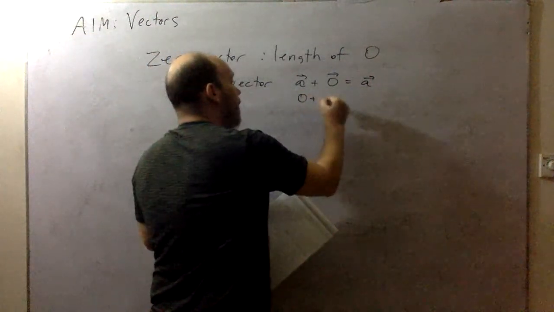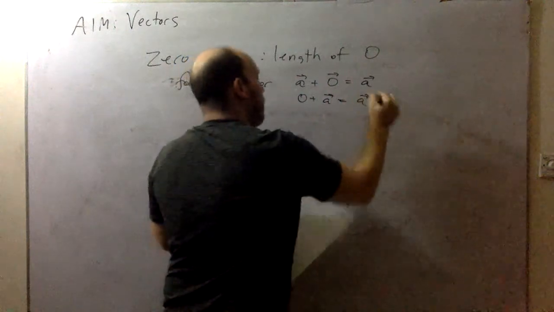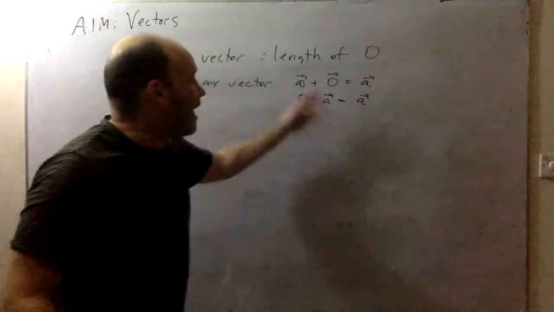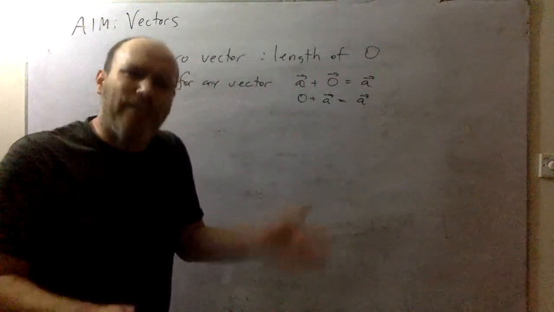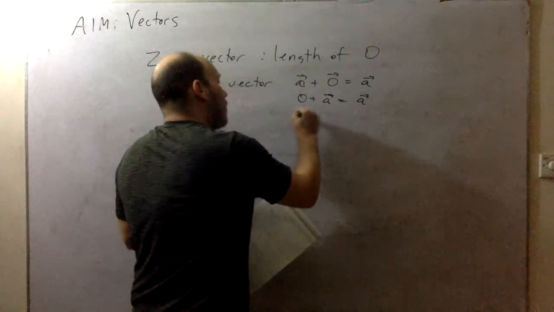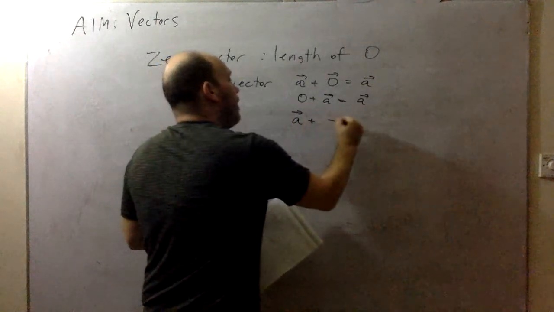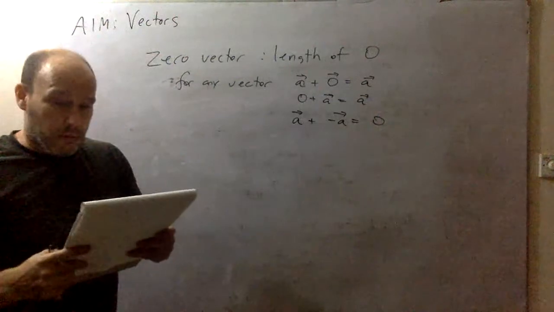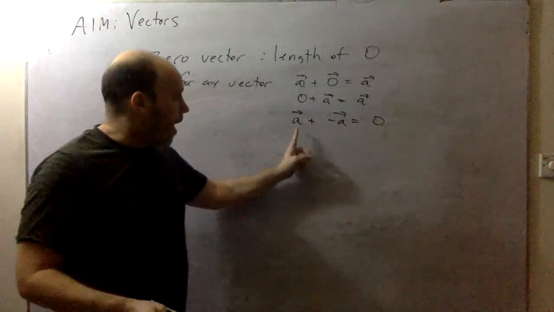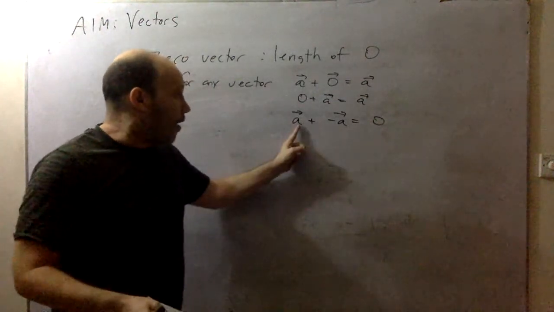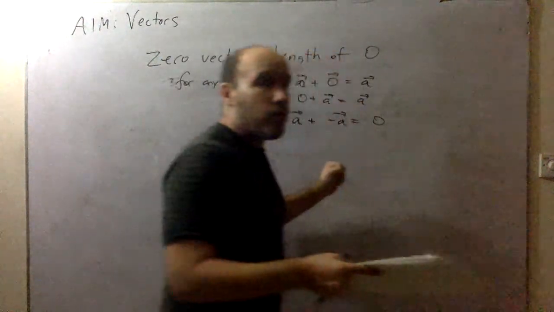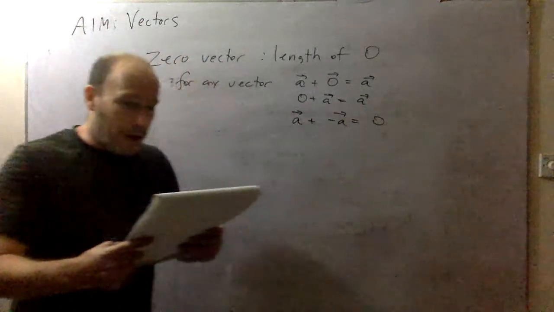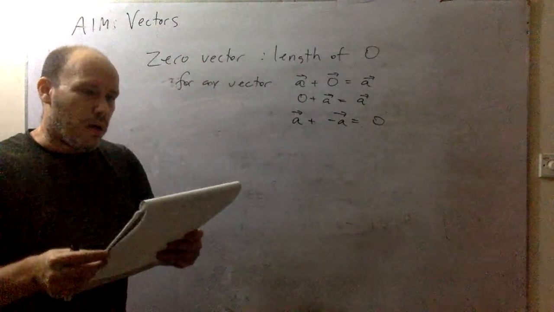Same idea. 0 plus A equals A, and let's think about this. This is the identity, right? What would be the inverse? Well, if we add the vector, but then add the opposite, we get a zero vector, right? Once again, these are opposite. It's like going 3 miles this way and then going 3 miles back. Your displacement is 0. That's what's going on here.